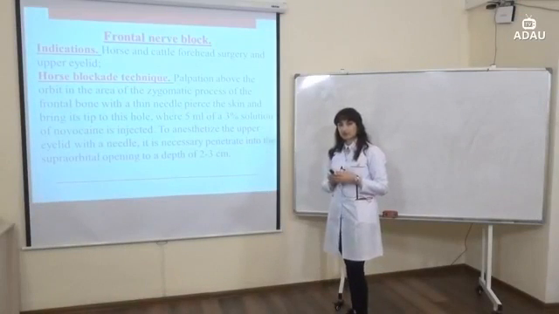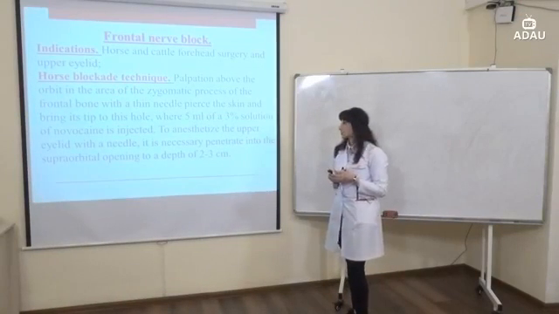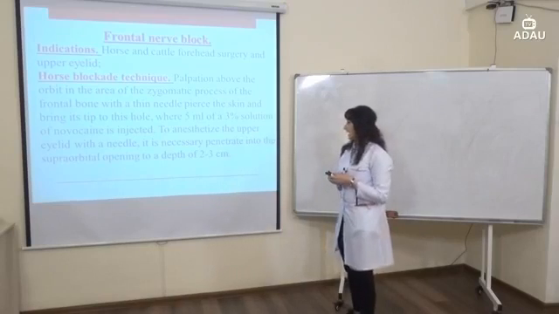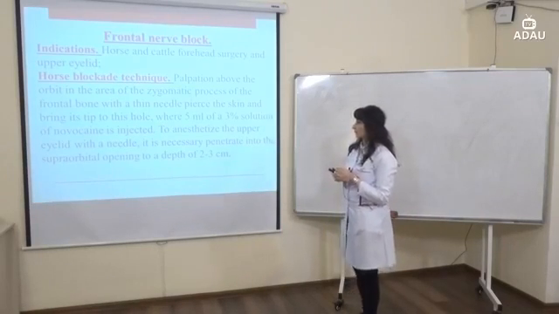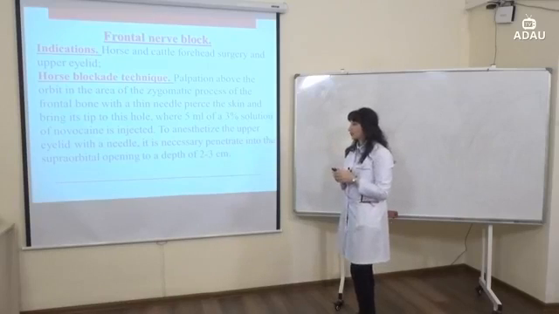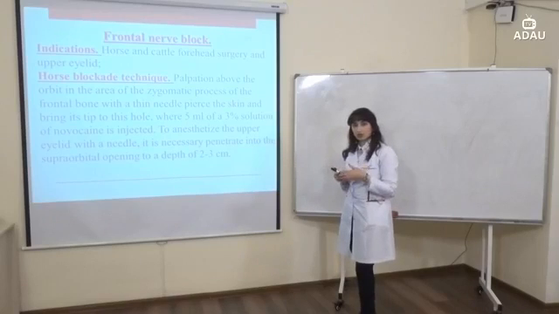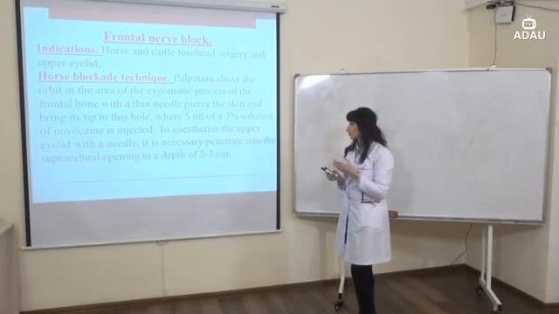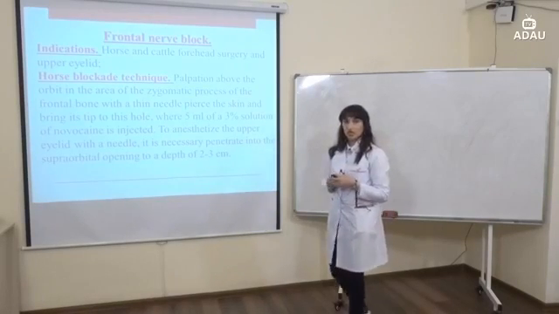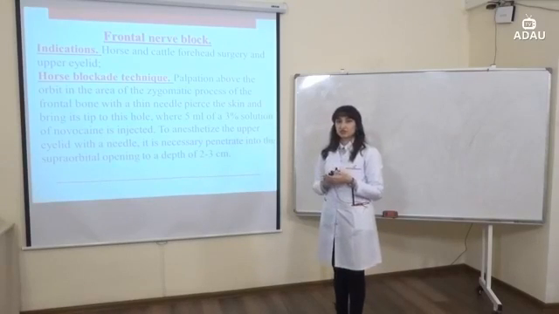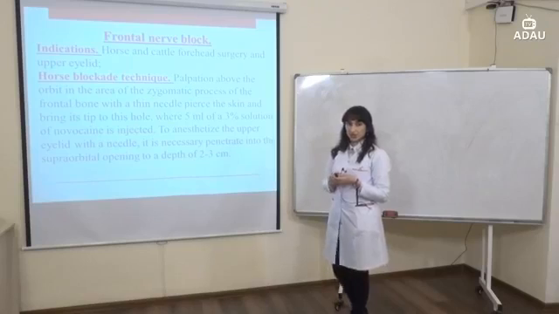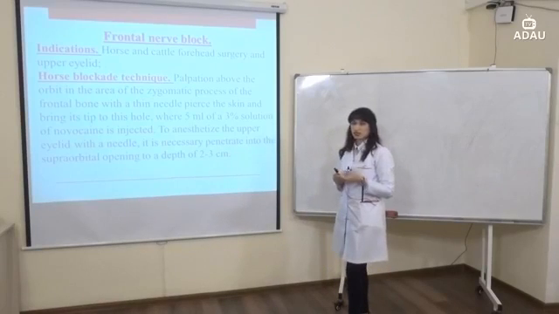We should inject 5 ml of 3% novocaine solution, and we should use one place here to anesthetize the upper eyelid with a needle. It is necessary to penetrate into the supraorbital opening to a depth of 2 or 3 centimeters. We should know about depth, these places where we inject 2 or 3 ml of novocaine solution, but the doses, I think, depend on the age and weight of the animals.